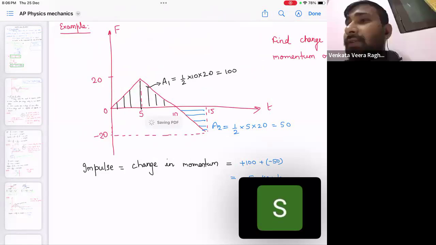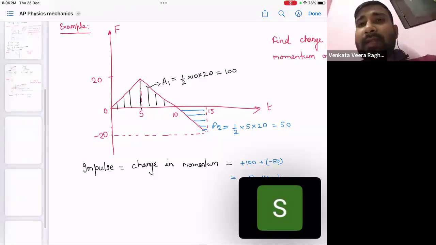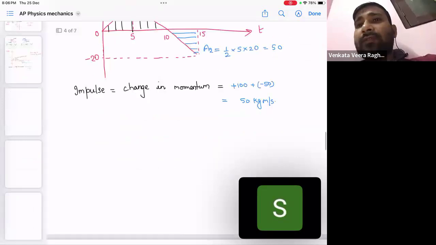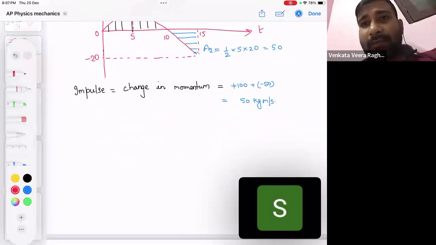Right? So in the question, whether they are asking the change in momentum or the impulse, we should find it using the area. Actually, sometimes they will give you force as a function of time. Sometimes in the question they will give us the force as a function of time. Can we find out what will be the impulse acting then? Please tell me what we will do.